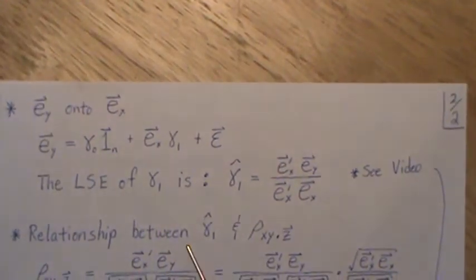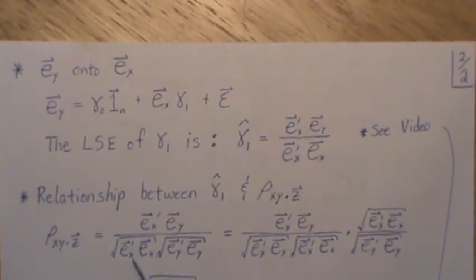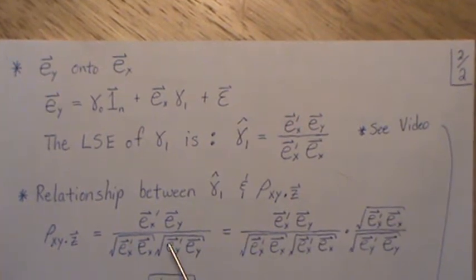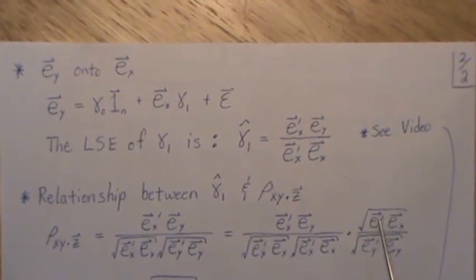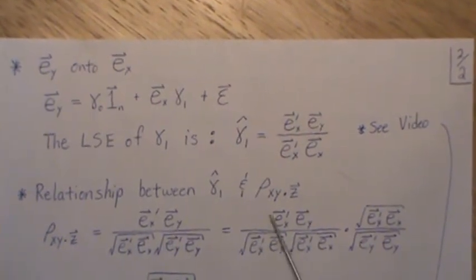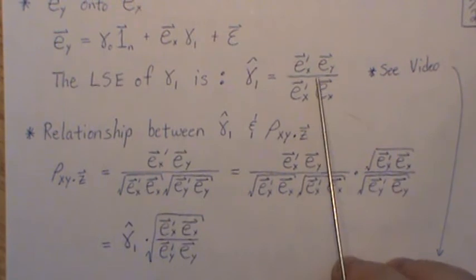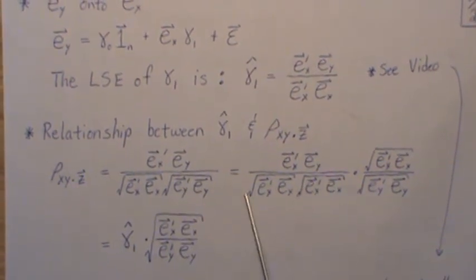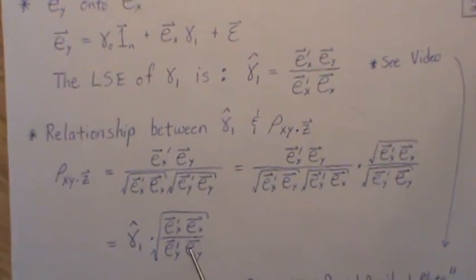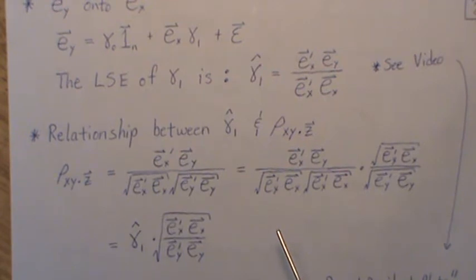But this is the least squares estimate for gamma 1. Now let's look at the relationship between gamma hat and the partial correlation. The partial correlation was this by definition. So let's multiply it by 1, this quantity divided by this quantity. And we do that because then this is the least squares estimate for gamma, right? And then times this constant. And we know that in just ordinary simple linear regression, the slope parameter is associated with the Pearson's correlation, or the zero order correlation between x and y.